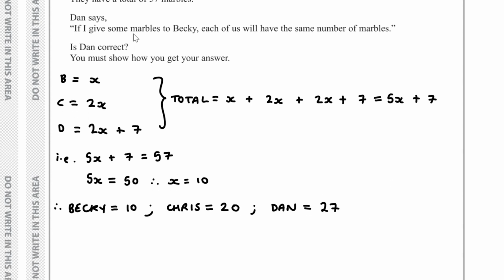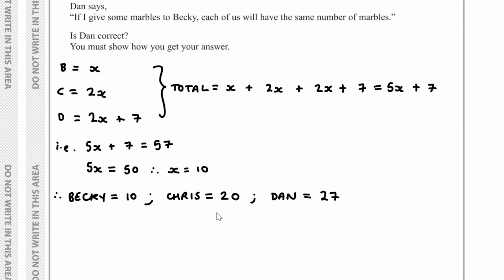Now Dan is saying he's going to give some of his marbles to Becky, and if he does that, all of them will have the same number of marbles. Well, if they all have the same number of marbles, they all need 20 each, because Chris's marbles have not changed. And if they have 20 each, that means that they need 60 marbles in total. So he's wrong. So let's just write all that down.